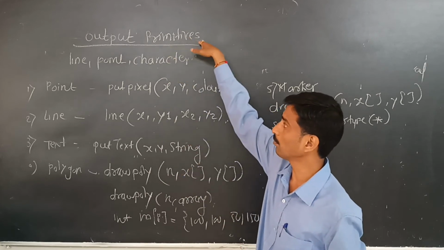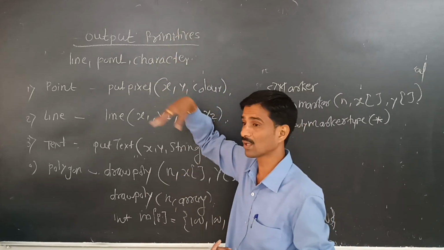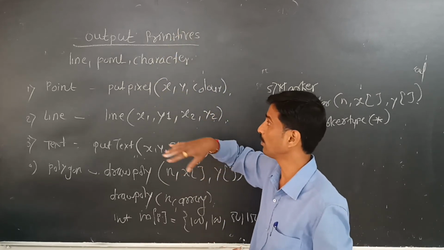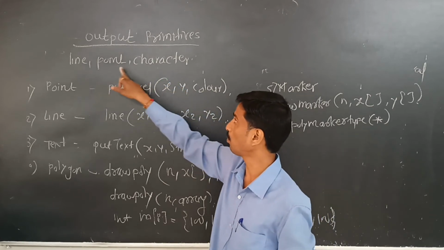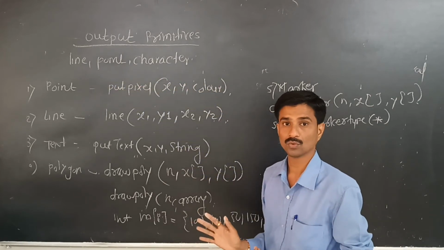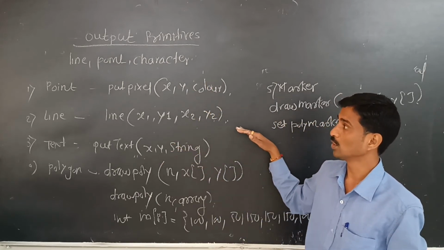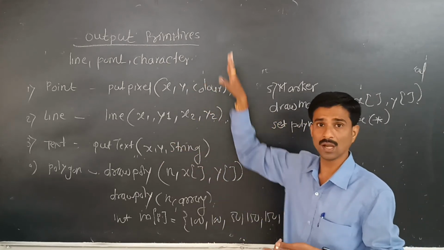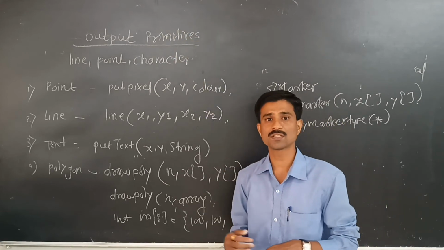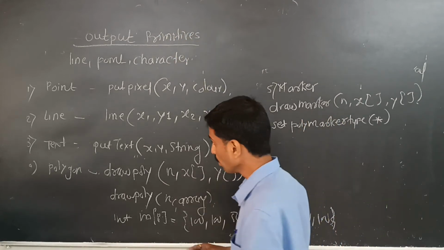So basically, what does output primitive mean? There are different graphics functions with the help of which we can draw a line, point, character, etc. The commands or instructions used to draw these are called output primitives. Then we will see them one by one.